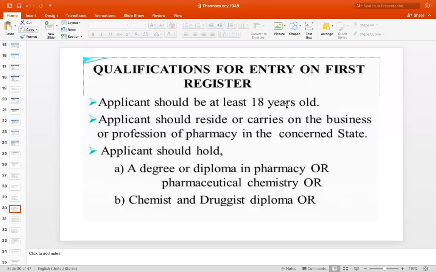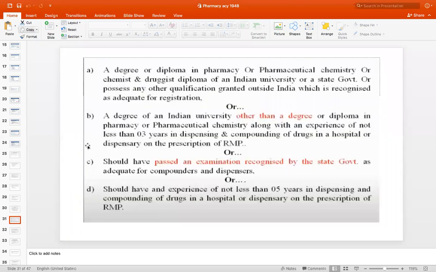The applicant should hold a degree or diploma in pharmacy or pharmaceutical chemistry, or a chemist and druggist diploma. What is this chemist and druggist diploma? I'll tell you. At least a diploma or degree, or in pharmaceutical chemistry also they say. What is the separate pharmaceutical chemistry? I'll tell you. But one among these, he should be holding.